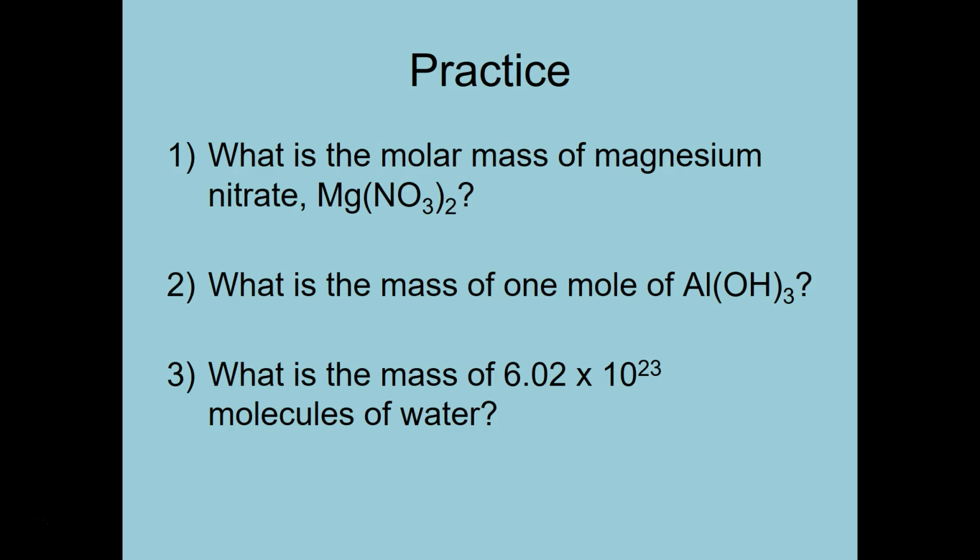All right, what is the molar mass of magnesium nitrate, Mg(NO3)2? Our correct answer is 148.33 grams per mole. What is the mass of 1 mole of aluminum hydroxide, Al(OH)3? 78.01 grams. And what is the mass of 6.02 times 10 to the 23rd molecules of water? Knowing that 6.02 times 10 to the 23rd is a mole, and that this question is essentially just asking us what is the mass of a mole of water, we get 18.02 grams.